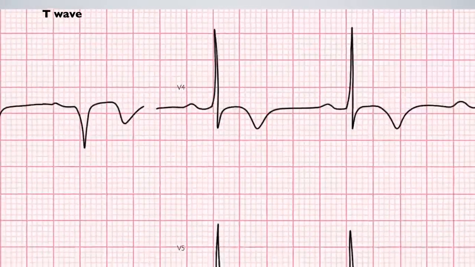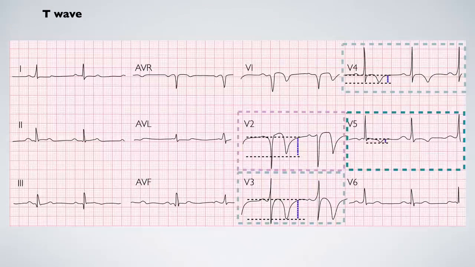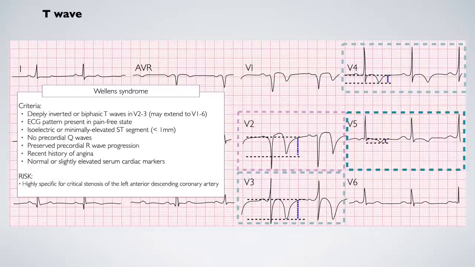If we take a step back and zoom out, you can see that there is deep T wave inversion in leads V1 to V5. Deep T wave inversion in leads V2 and V3 is a classic ECG presentation of Wellens syndrome, which is highly specific for critical stenosis of the left anterior descending coronary artery.